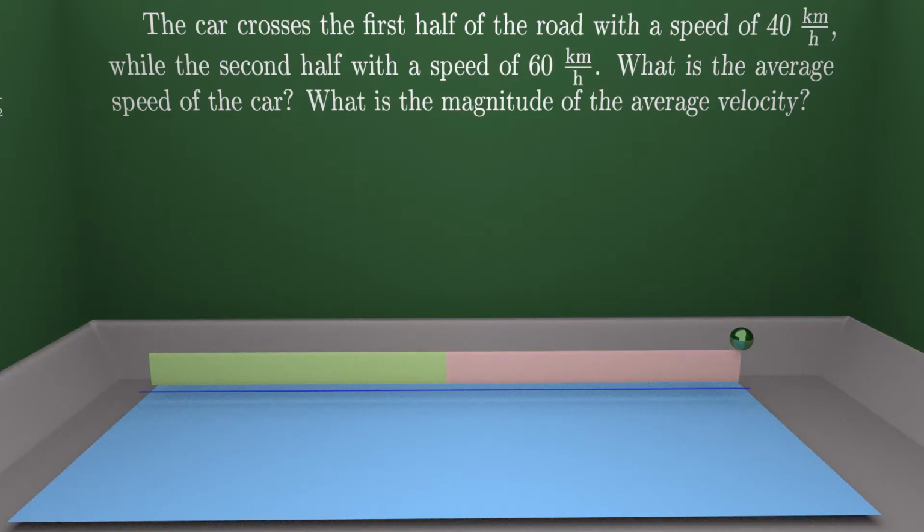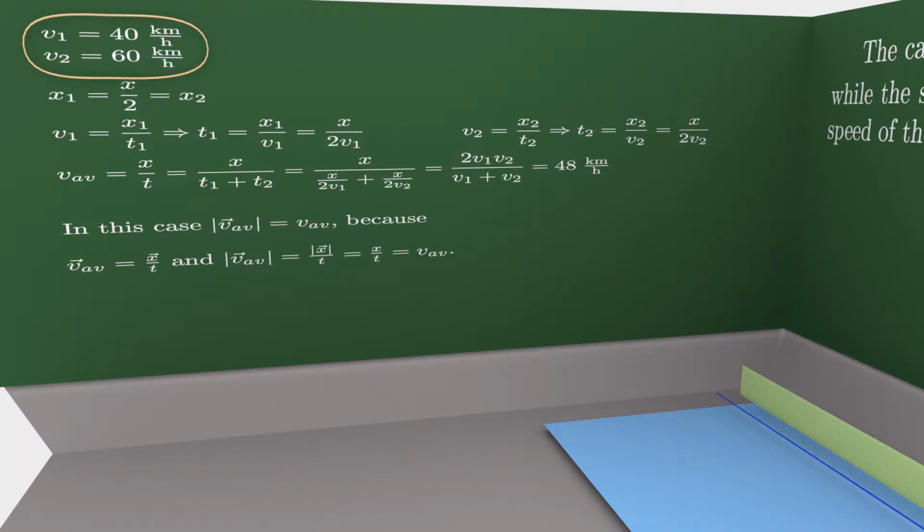It is easier because we have straight line motion. So we will have that the first half of the motion, or first half of the x, the car has a speed of 40 kilometers per hour, and the second half of x, the car has a speed of 60 kilometers per hour. From this, we can conclude that distances in the first and second half of the motion are the same, but the times of the motions are not.